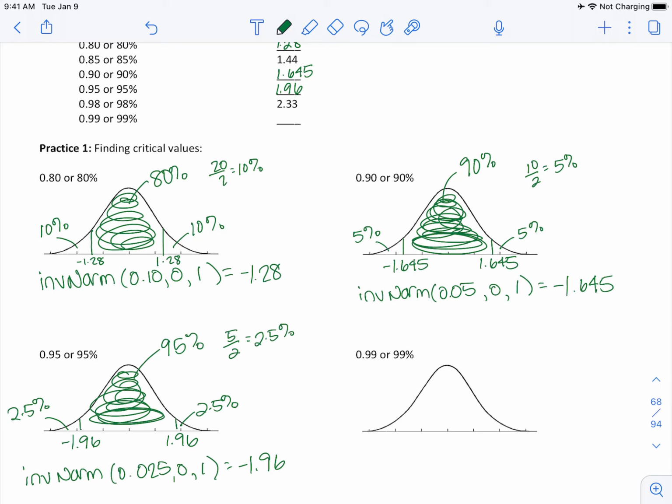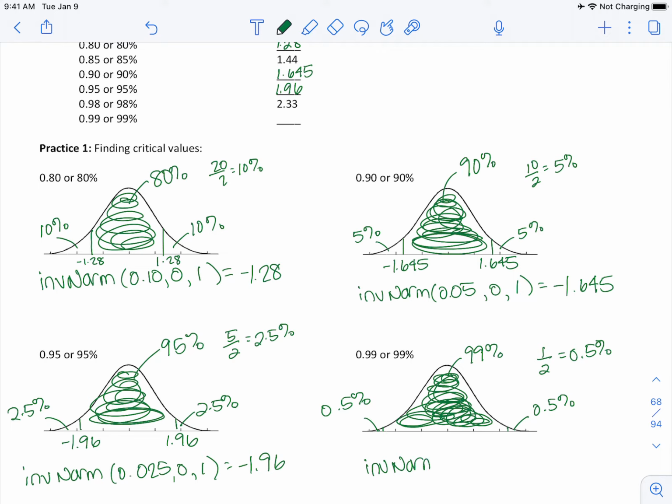And our last one is 99%. So we're talking everything here under the curve. That's 99%, meaning we have 1% left over divided by 2. We're at 0.5% on each side. So we can do inverse norm, 0.005, comma 0, 1. And this gives us negative 2.58. So here we're negative 2.58, positive 2.58, and so that critical value is 2.58.